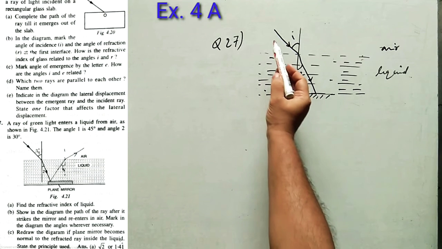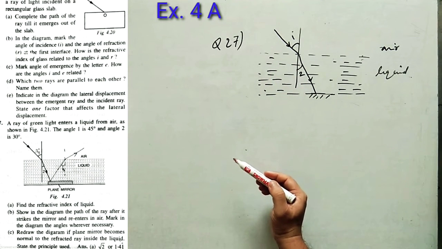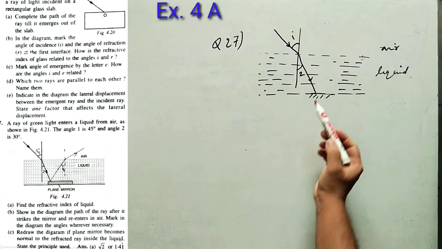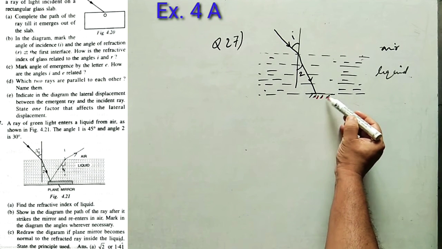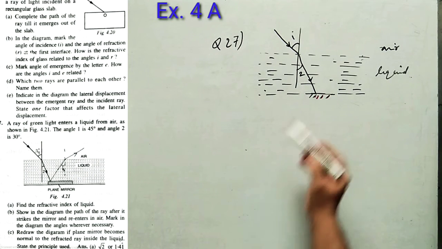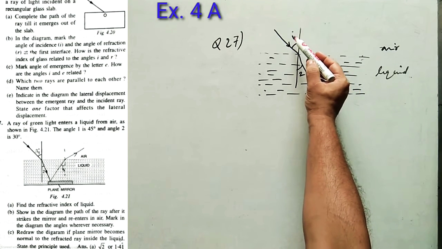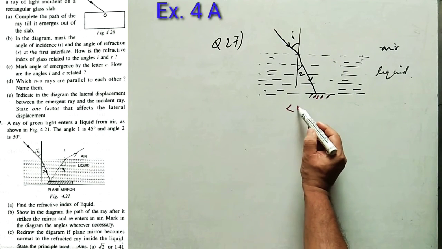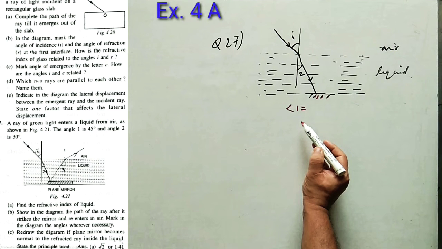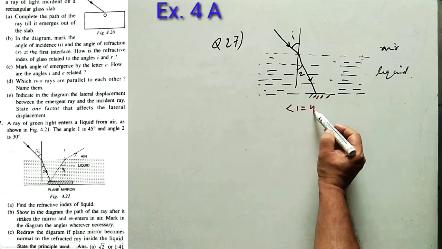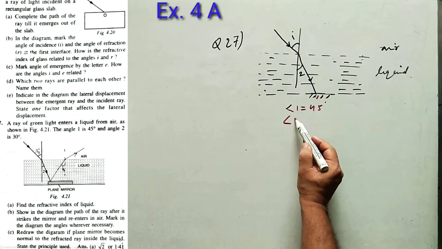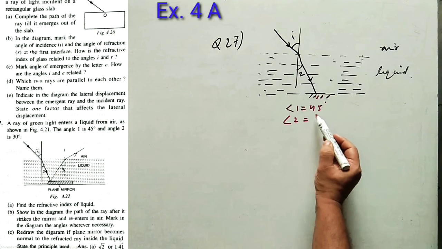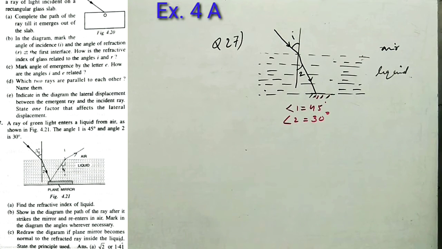A ray of green light enters the liquid from air as shown in this figure drawn on the board. Look at the board very carefully. The angle of incidence, that is angle 1, is given as 45 degree, and angle 2, that is the angle of refraction, is given as 30 degree. Alright. So it is marked here. The first task, find the refractive index of liquid.